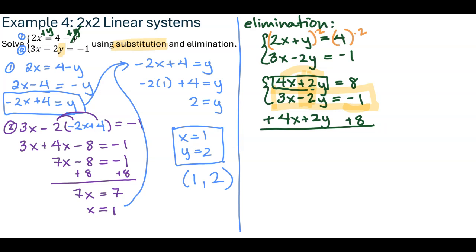So we get 3x plus 4x is 7x. -2y plus 2y is 0, so nothing left there. And then -1 plus 8 is 7. And this looks very familiar. Oops, except I'm writing the wrong thing. If 7x equals 7, then x equals 1. And we already know, so you still have to do the same work as up above, but y is equal to -2 times 1 plus 4, which is 2. So you will get the same answers either way.